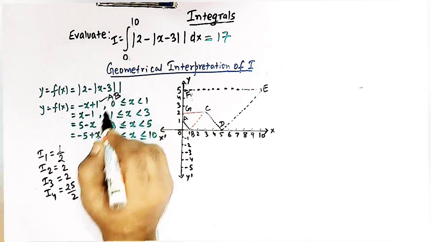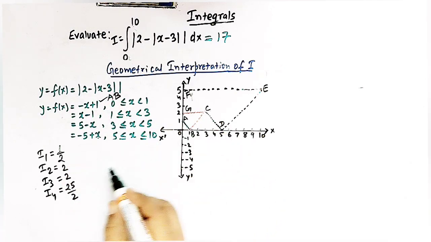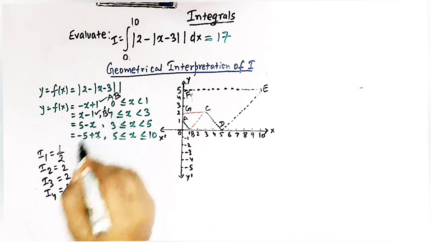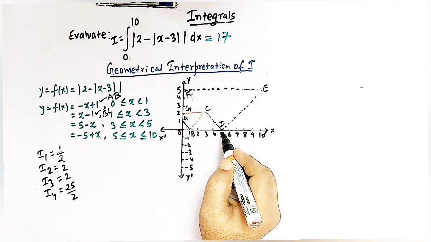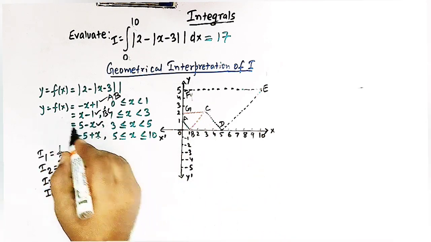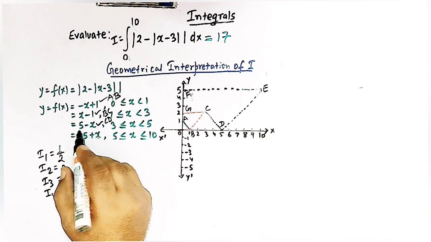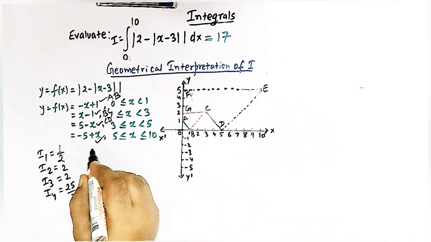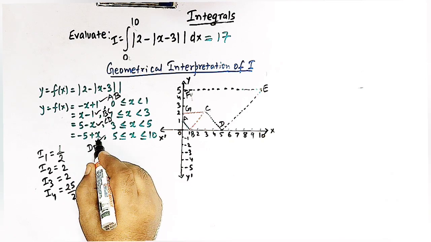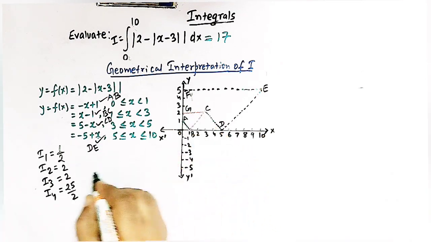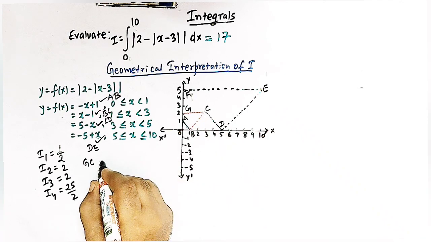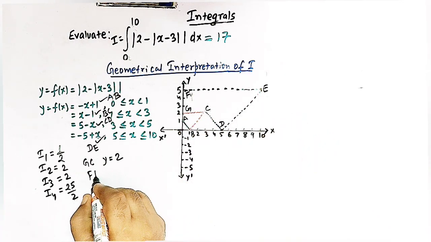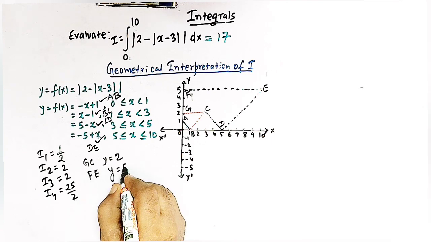So this is line AB, and then the line BC is given by y is equal to x minus 1, and CD, the line CD is given by y is equal to 5 minus x, and the line DE is given by y is equal to minus 5 plus x. And here the line GC is given by y is equal to 2, and the line FE is given by y is equal to 5.